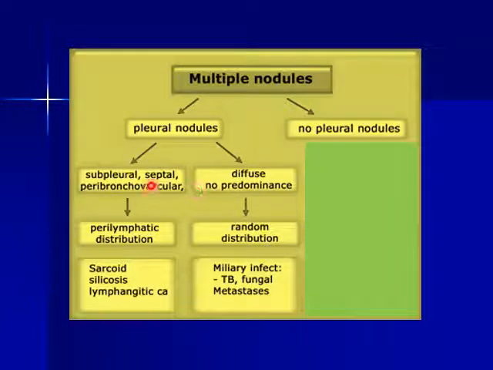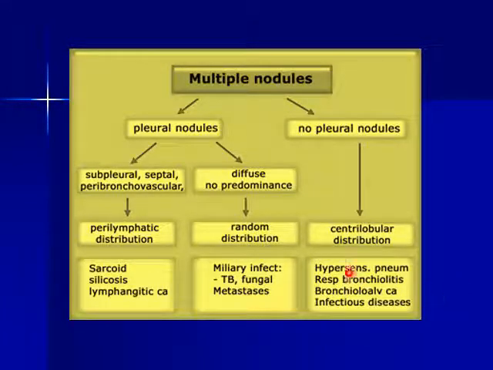If they are not like this, randomly distributed, we will call them random distribution, and if we mention that it is random, it could be miliary infection, such as TB or fungal, or metastasis. If the nodules are centrilobular in distribution, herein we have another subclassification for centrilobular distribution.